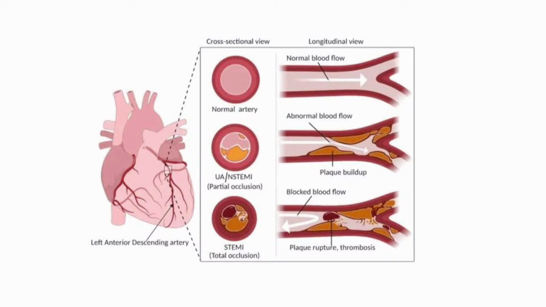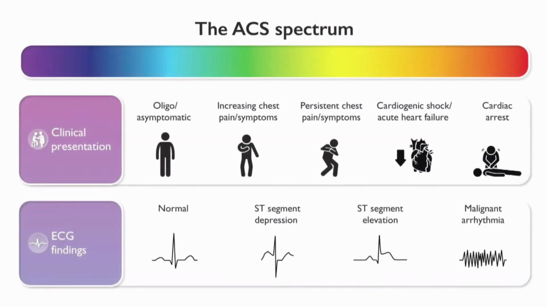And this is what happens in STEMI when there is complete occlusion of blood flow. That's why the guideline doesn't give us license to do thrombolysis in NSTEMI, because the thrombus has not developed yet. There is no thrombus here. We use thrombolysis only in STEMI patients because we have a formed clot which we want to dissolve so that the flow gets back.